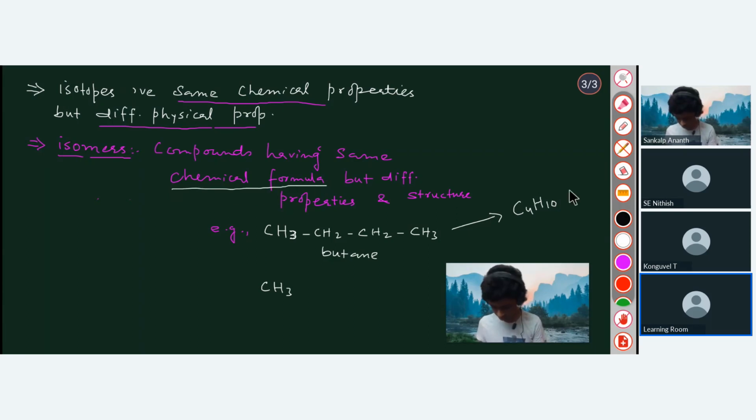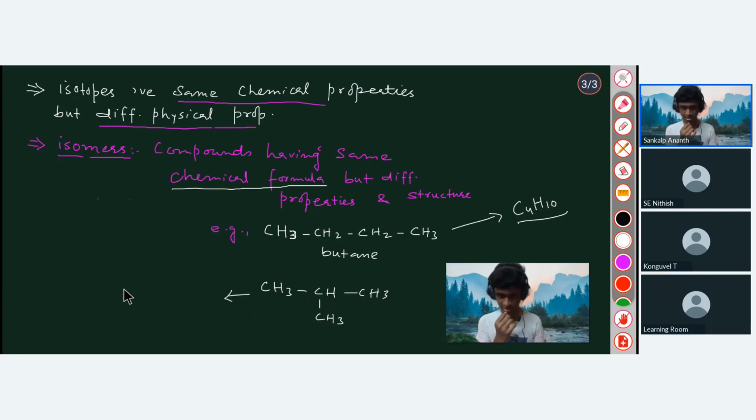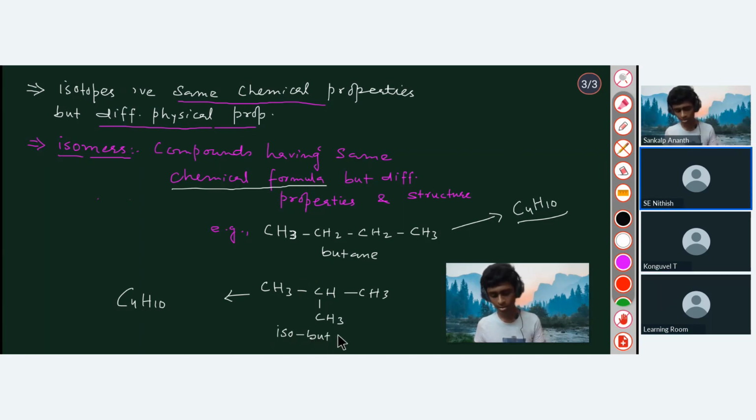Now, if I write another one, CH3, CH, and here CH3, and then again CH3, can you tell me what the chemical formula of this one is? It is also C4H10, but there is a difference. This is known as isobutane, and the earlier one is known as N-butane.